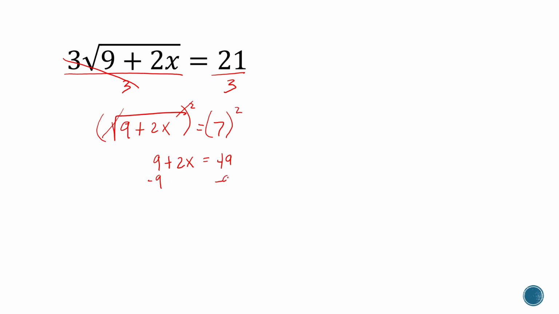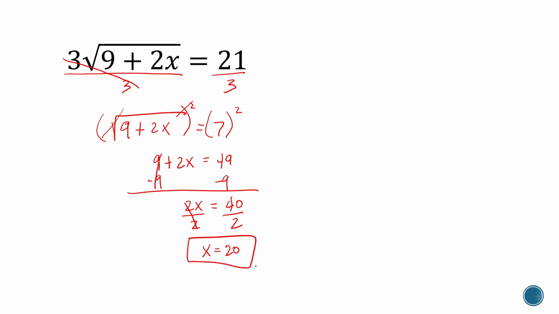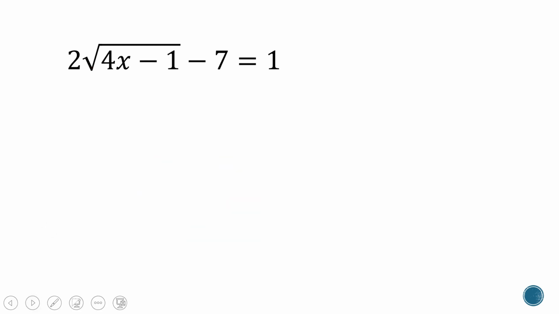And then subtract 9 on both sides. This will be 2x equals 40. And divided by 2, x equals positive 20. Let's go to the next one.